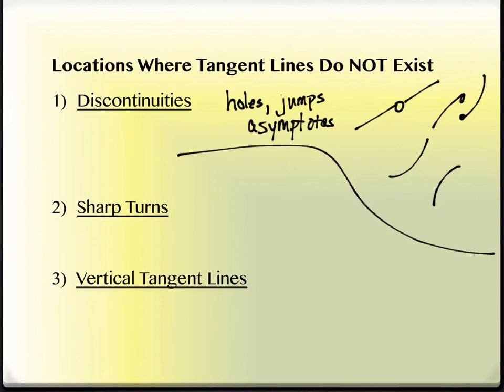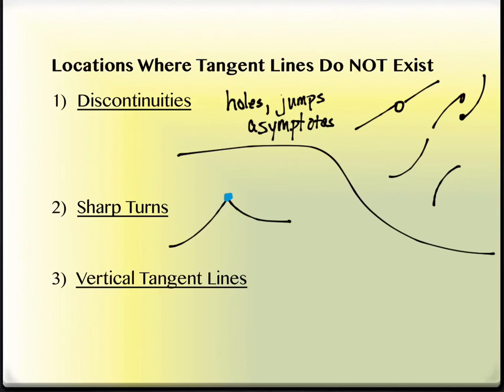Sharp turns. Sharp turns, tangent lines don't exist. So this looks like this. And if you can imagine, the reason is because if you were doing a tangent line from the left, it would look like this, and if you're doing the tangent line from the right, it looks like this. They don't approach one another. At some point, it sharply changes what's happening. And so this particular location where there's a sharp turn doesn't have a tangent line. Therefore, it would not have a derivative.